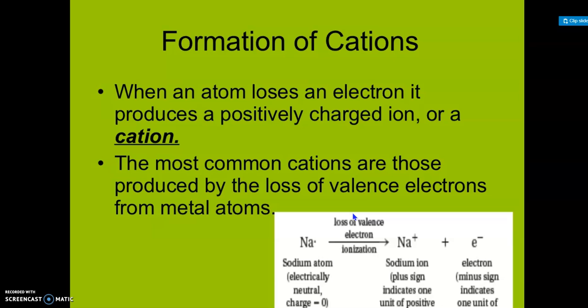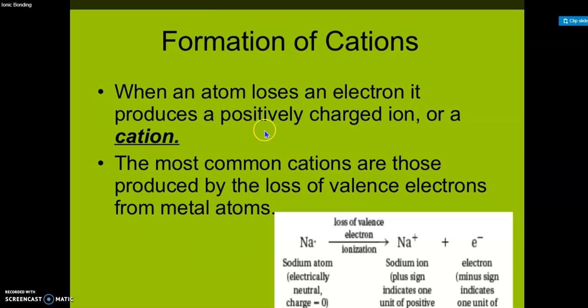Simply, the electrostatic attraction between cations and anions is known as an ionic bond. Firstly we see the formation of cation, or how to form a cation. When an atom loses an electron, it produces a positively charged ion, and it is called a cation.